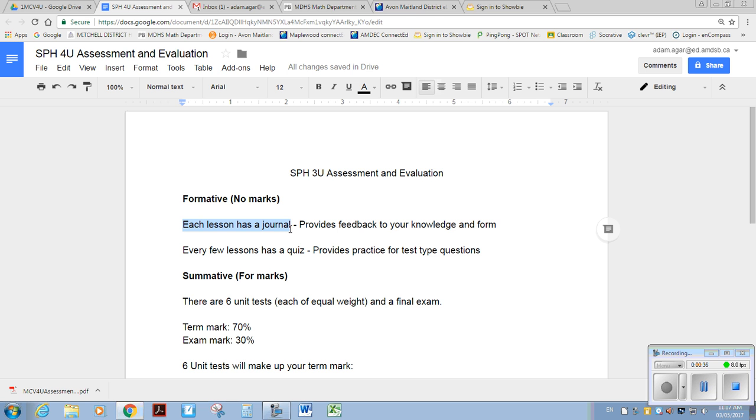You can hand the journals in as soon as they're done, or you can hand them in in groups of 3 or whatever your preference is. But that allows me to give you feedback. I mark it, tell you what you did right, and tell you what you need to improve on to help you in preparation for the test.